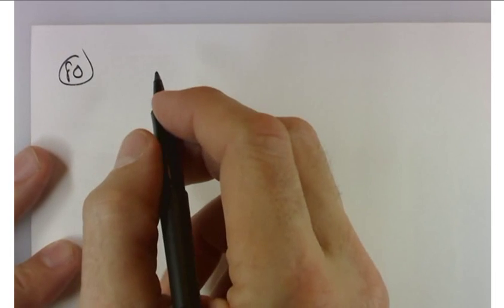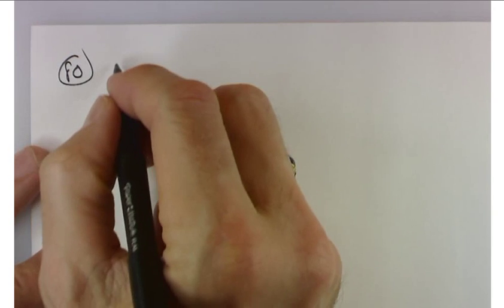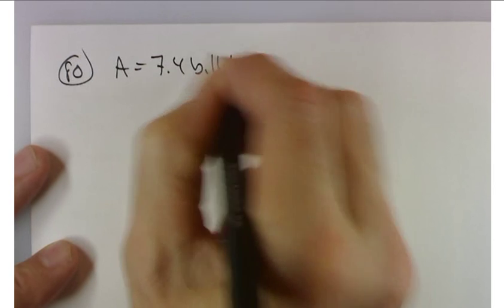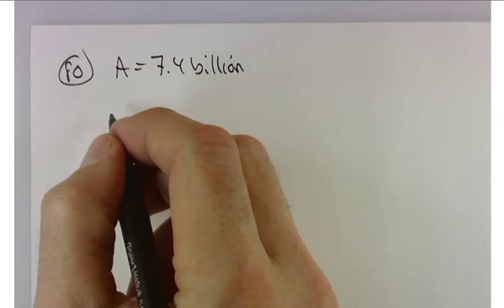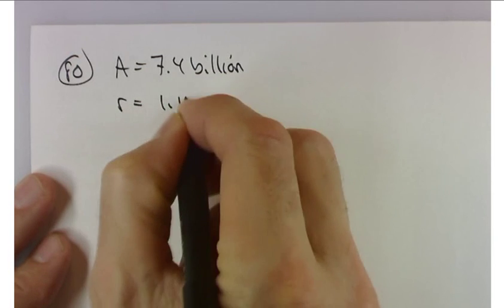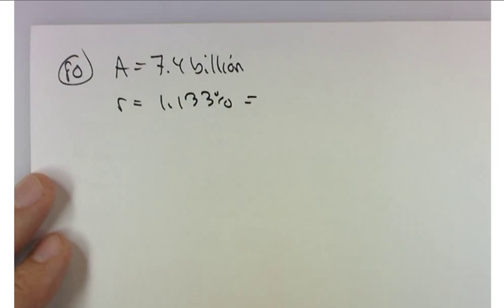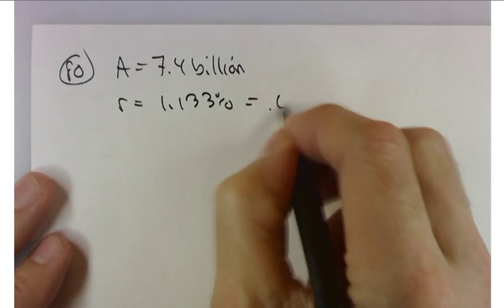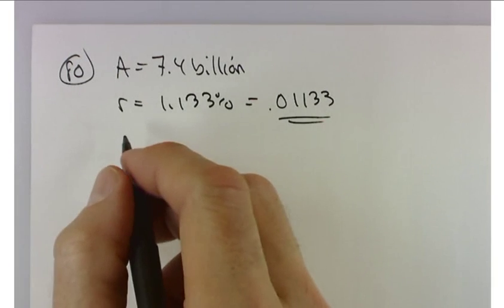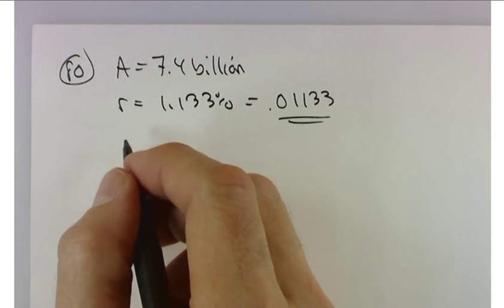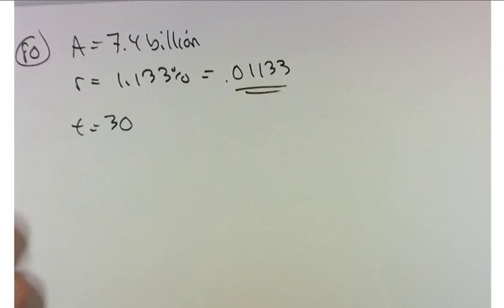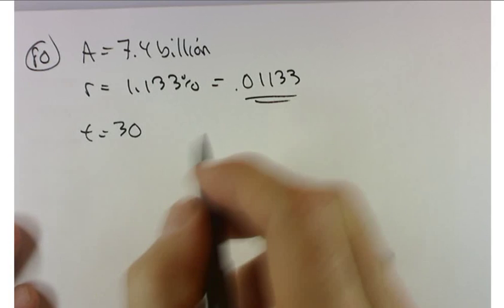The population of Earth is approximately 6.8 billion people. No, that's not true. It's about 7.4 right now. So let's do 7.4 billion. And it's growing at a rate of about 1.133% per year. So R equals 1.133%. Let's convert that right away to a decimal: 0.01133. And we want to know what the population is going to be like in, say, 30 years. So t equals 30. The model for this exponential growth, a very simple model, maybe not very realistic.